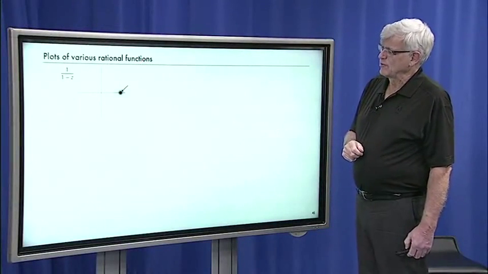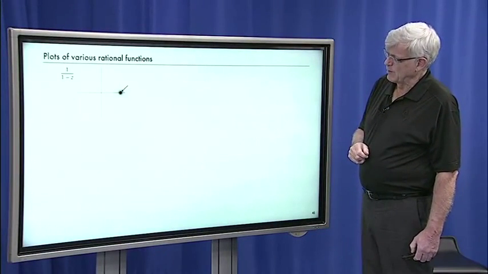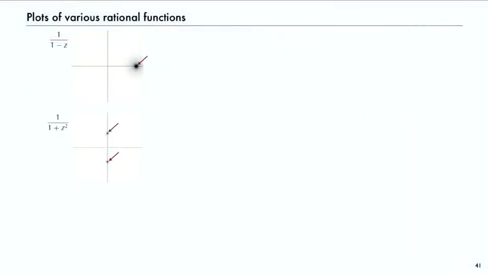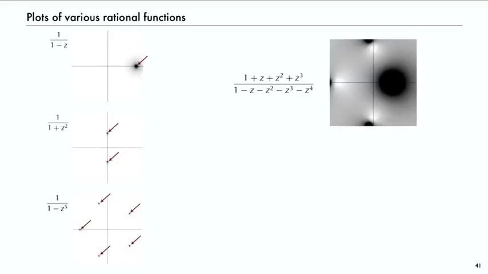So let's look at the rational functions we've looked at. So 1 over 1 minus z has a pole at 1. 1 over 1 plus z squared has poles at plus and minus i. 1 over 1 minus z to the fifth, those are the fifth roots of unity. This is what the generating function for the number of binary strings with no occurrences of 4 zeros in a row looks like. It's got 4 poles. They're kind of spread out like that.